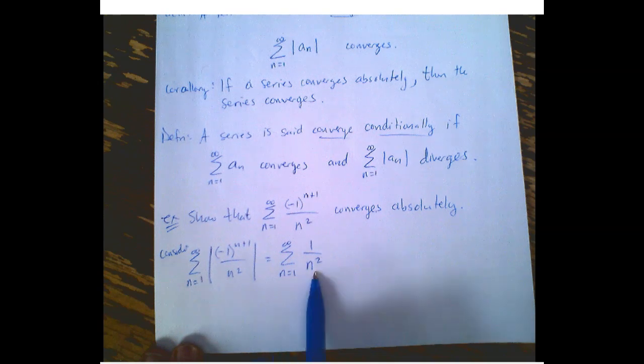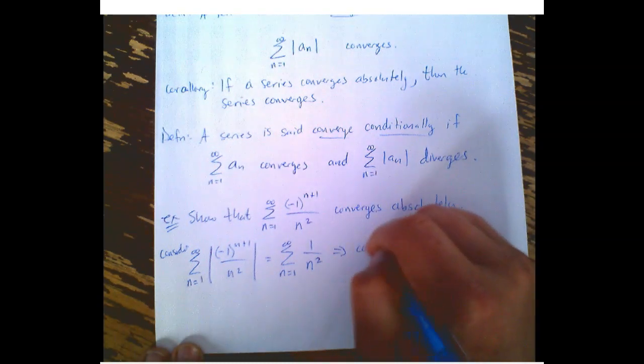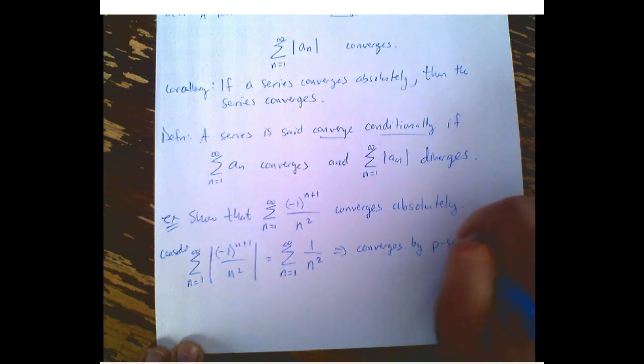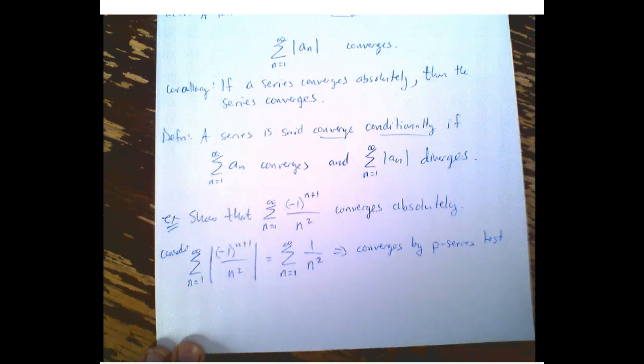Well, how do we know? This is a special type of series called a p-series. The p-series converges if the power is greater than 1, and it is. This converges by the p-series test. Thus, the original series converges absolutely.